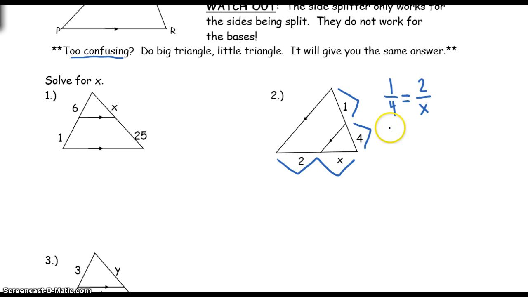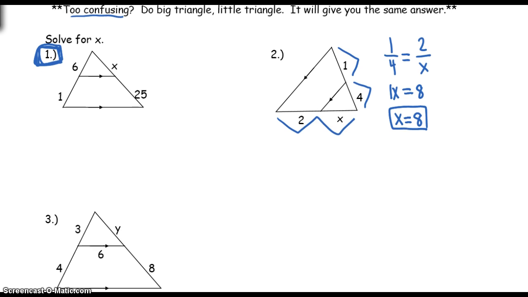So we do cross multiplication. 1 times x is 1x, and 4 times 2 is 8. So that's it. Nothing to solve here. X equals 8. That's your answer. I'm going to have you all do number 1 and bring that into class. So have number 1 completed before I see you the next time you're in class. And let's look at number 3.